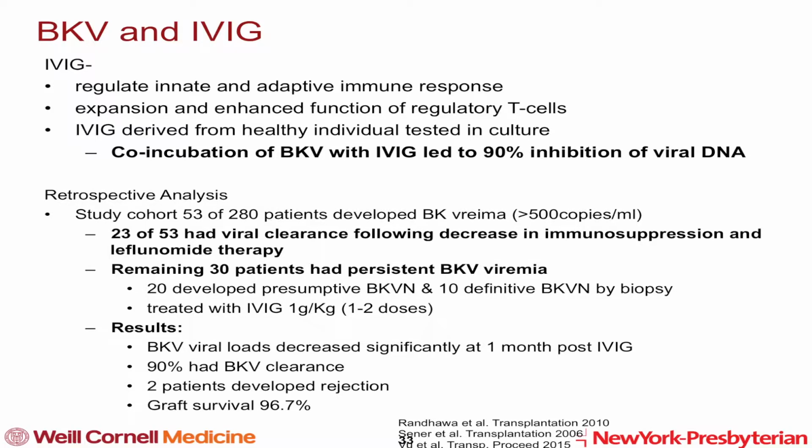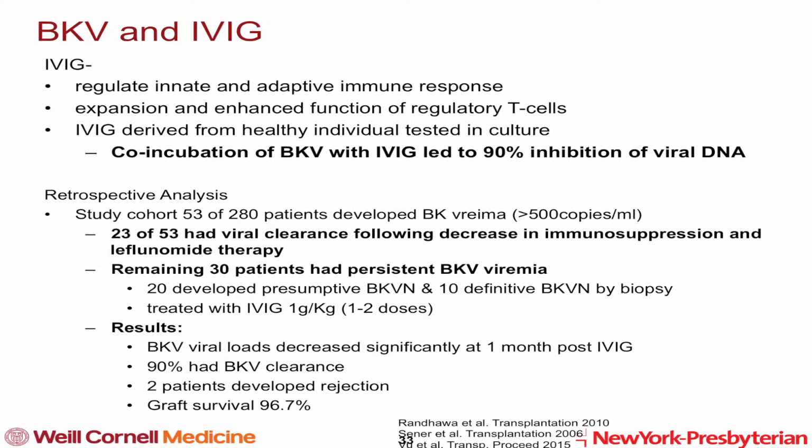And they were treated with 1 gram per kg of IVIG, 1 to 2 doses, and the results show that there was a significant reduction in BK viral loads. 90% had viral clearance. 2 patients developed rejection, and graft survival was 96.7%. There are other studies, case series or case reports, that suggest that treatment with IVIG may actually lead to an increase in viremia. So there's data on both sides.